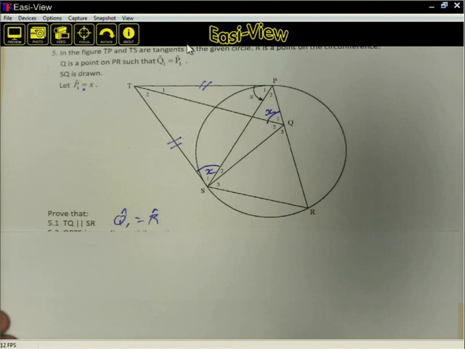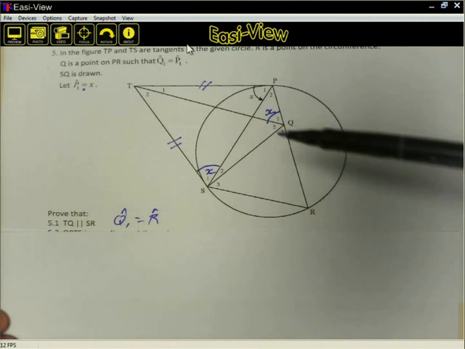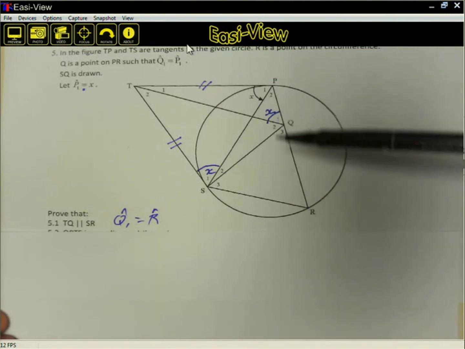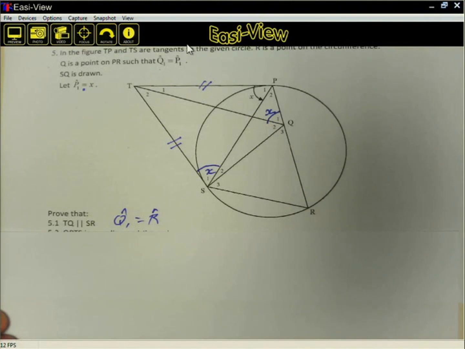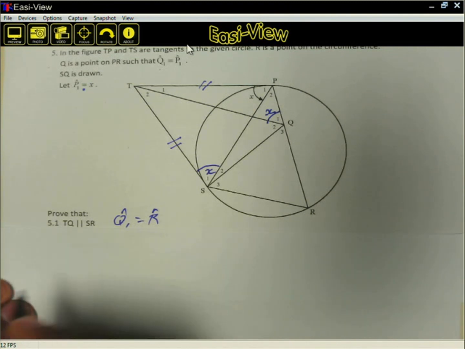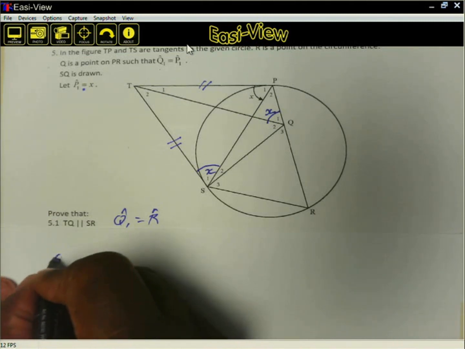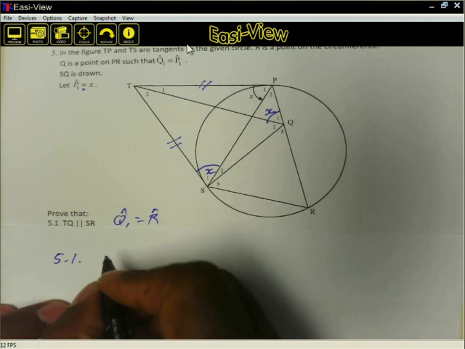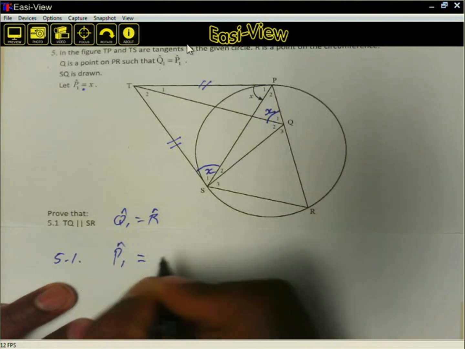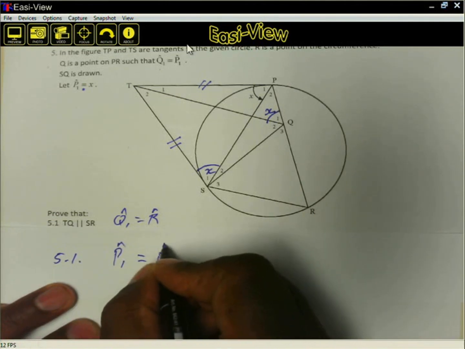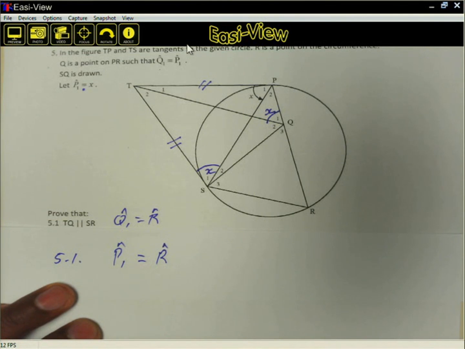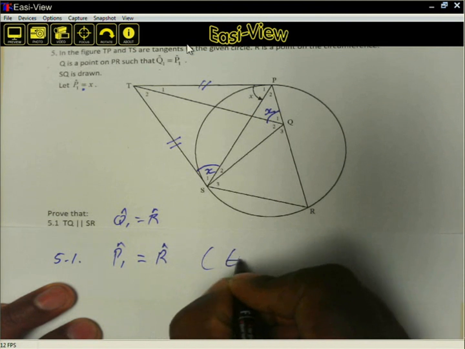Because ultimately, what is our destination? We want to prove that Q1 is equal to R. Because if Q1 can be equal to R, then it means TQ will be parallel to SR. Let's go. Number one, P1 is equal to R. Reason? Tan chord.